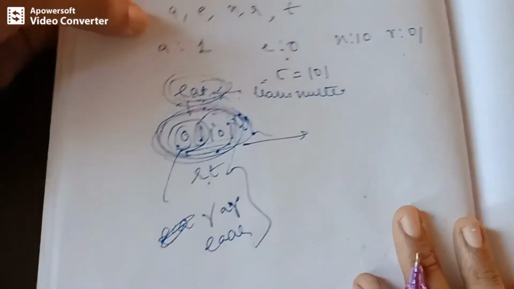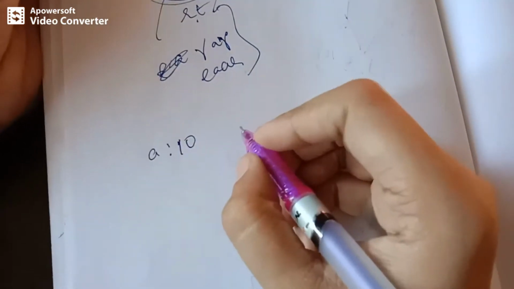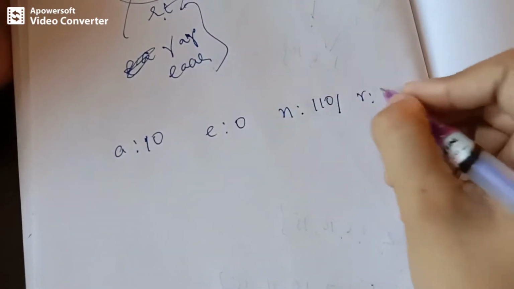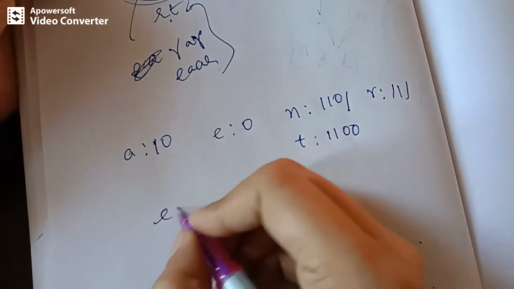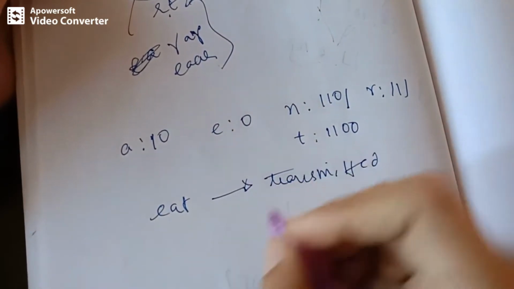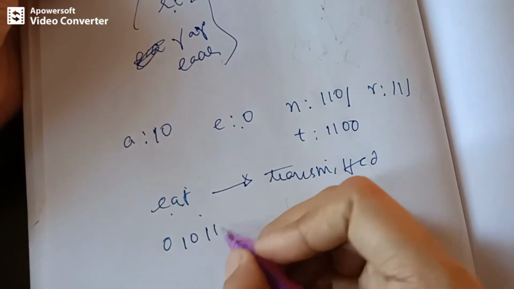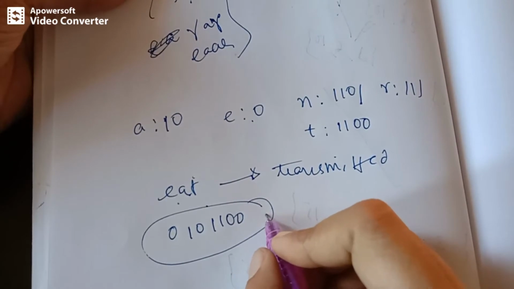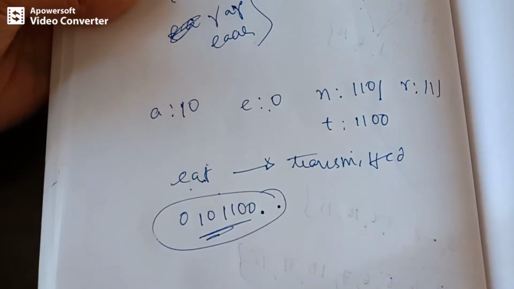Let's say we change these codes for the letters. Let's say A has got 10, E has got 0, N has got 1101, R has got 111, T has got code 1100. Okay, now how it can be transmitted, that is the question. So you can have 0 for E, A is 10, T has got 1100. So now, is it possible to decode correctly? That is, whether we get just EAT from this sequence, that is what we have to check.